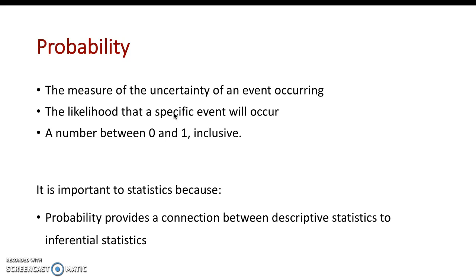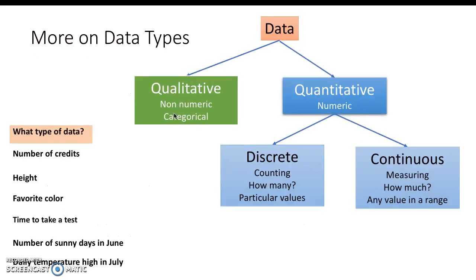Okay, and like we have said, it's important to statistics because it provides a connection between the descriptive statistics, those numbers that describe the sample, and inferential statistics that can be used to describe the population. So let's look at data types a little bit more here. We know we have the two big types: quantitative, which are numbers, and qualitative, which are non-numeric or categories. We can separate quantitative out into two subtypes even further, discrete and continuous.